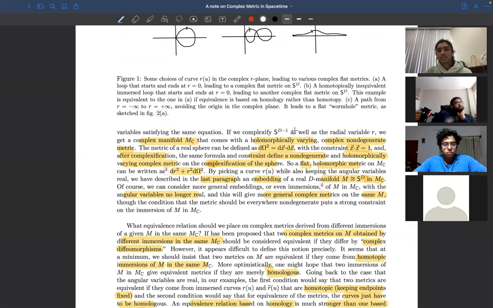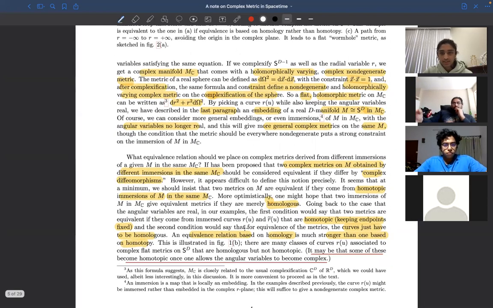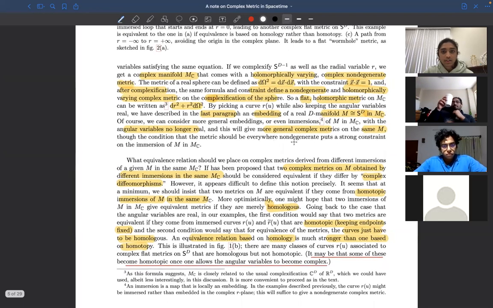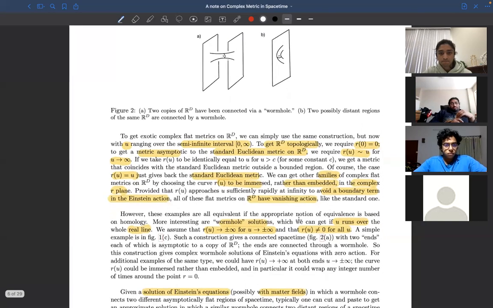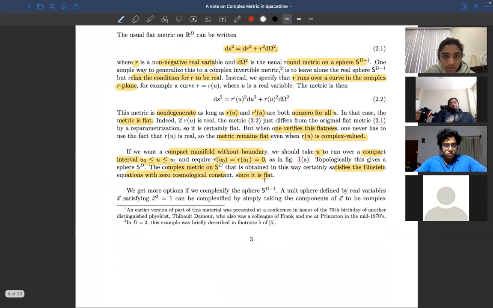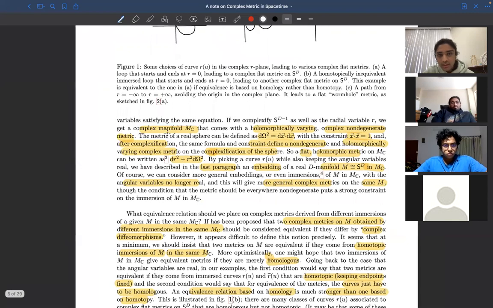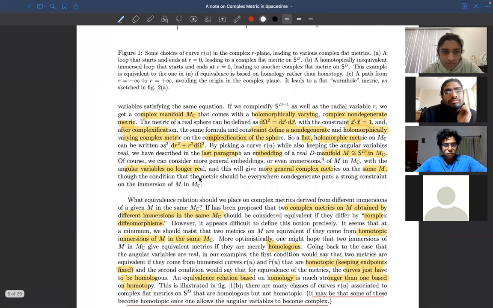Okay, so if we complexify, we have the same thing, and this is not that important. There are some immersions coming here, all of that stuff, which is not really important for us at the moment. Let's see. I'm trying to see where he actually talks about varying complex metrics. Okay, I think this is the part. You'll probably have to cut out some of these parts. It's fine since we're going through a paper.